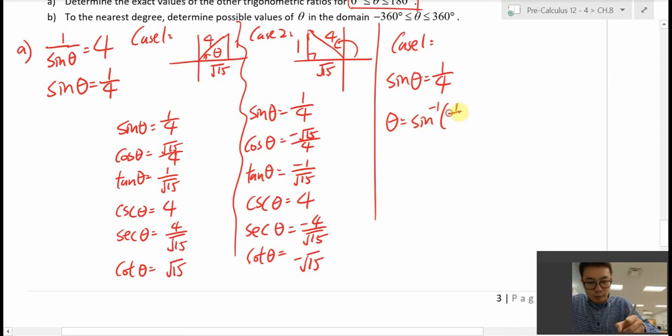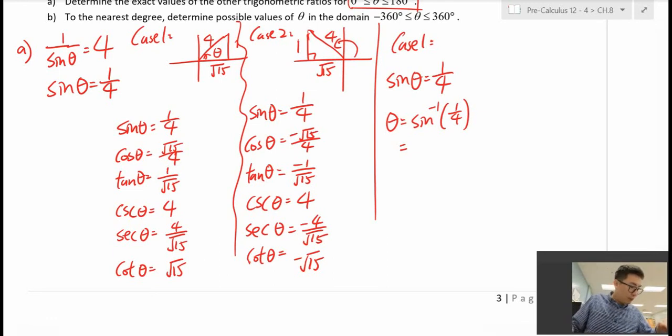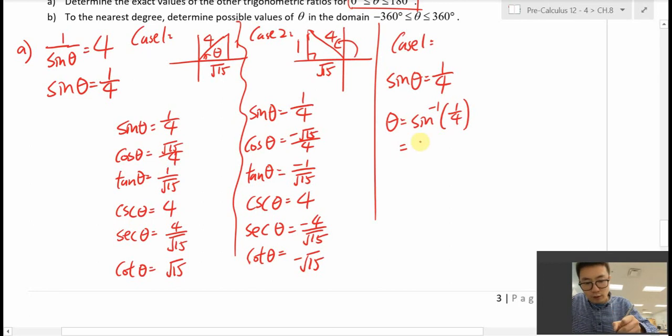So we simply take the inverse sine of a quarter, which is going to be, I don't remember. Inverse sine of 0.25. I'm going to round to the nearest tenth. Oh, it says nearest degree, so 14.47. So I guess 14 degrees. Okay, so that's case 1.